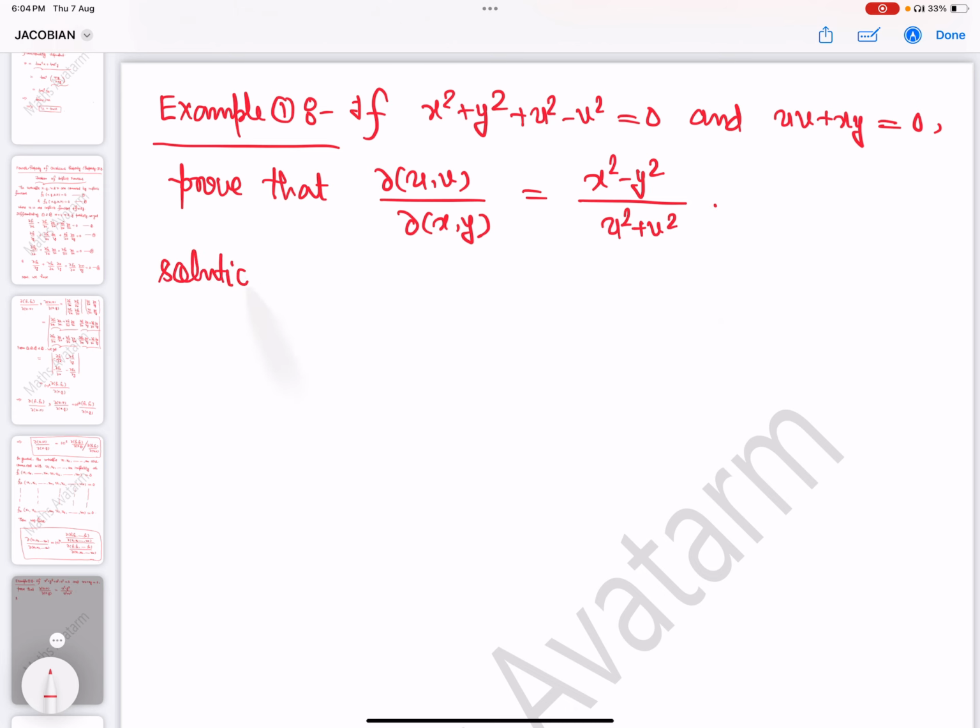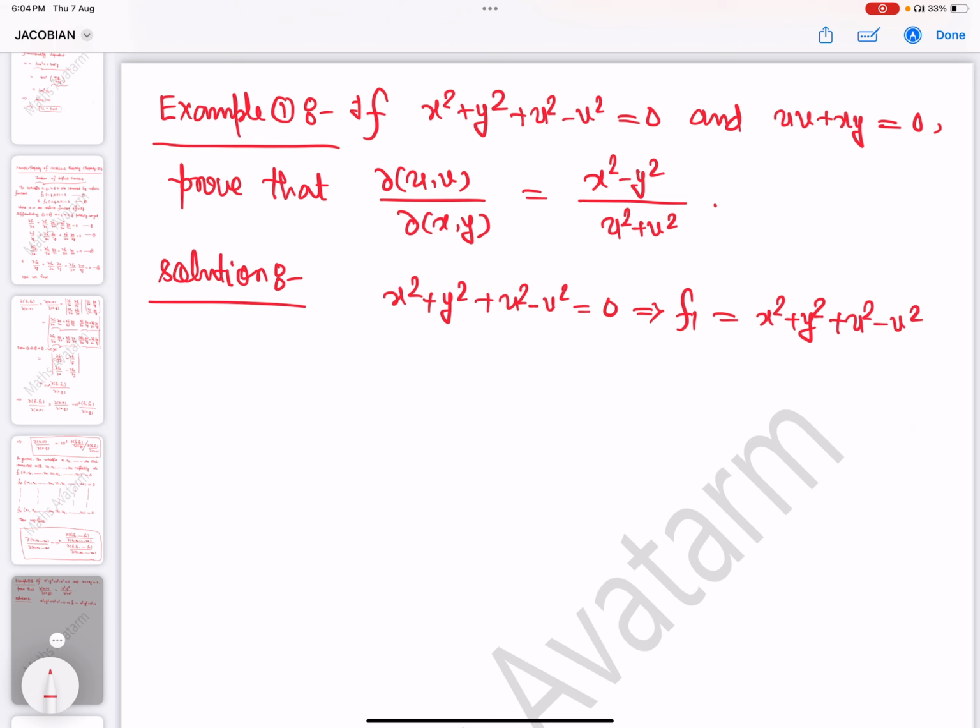Solution. So F1 is what? x square plus y square plus u square minus v square equals 0 means F1 is equal to x square plus y square plus u square minus v square. Okay.